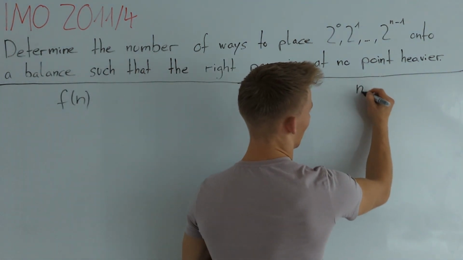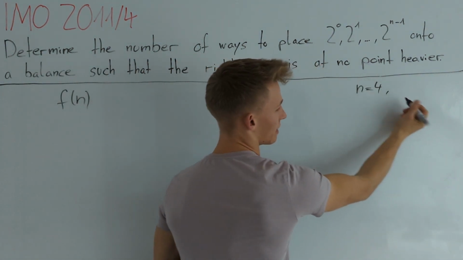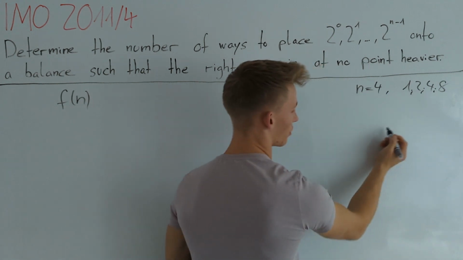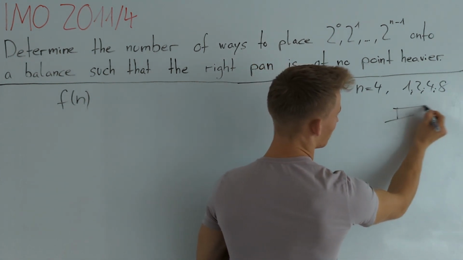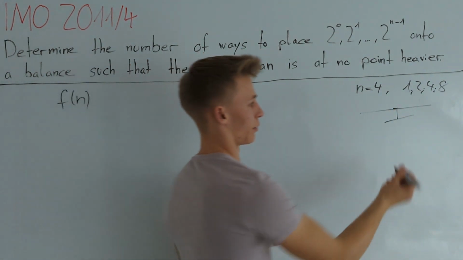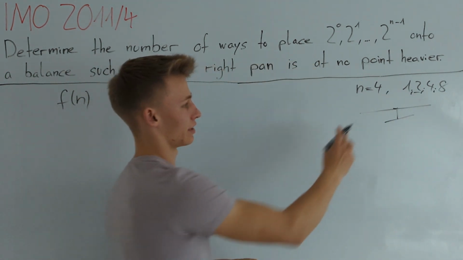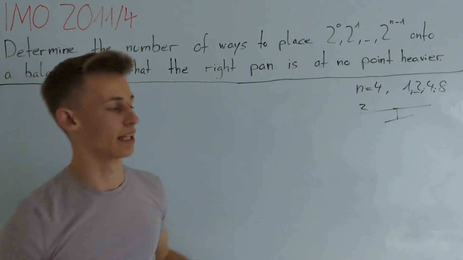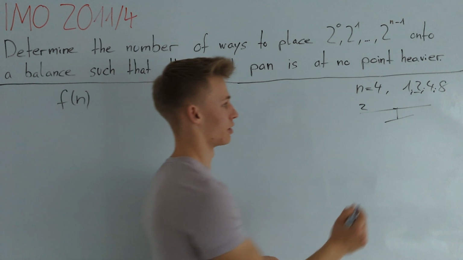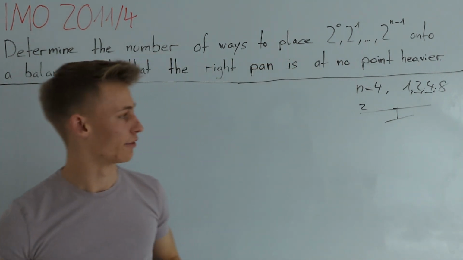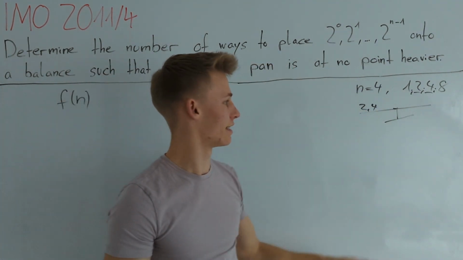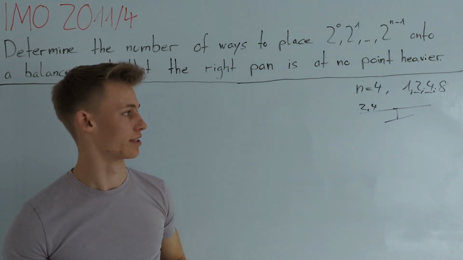So let n be equal to 4, and then we have the weights 1, 2, 4 and 8. Now we have the balance, and we want to place these weights onto it. For example, we can start with the weight 2, and we have to place it onto the left hand side, because if we place it onto the right hand side, then the right hand side is heavier. Now we can, for example, choose the weight 4, and we also have to place it onto the left hand side, because if we place it on the right hand side, then the right hand side is 4 and the left hand side is 2, which is not allowed.